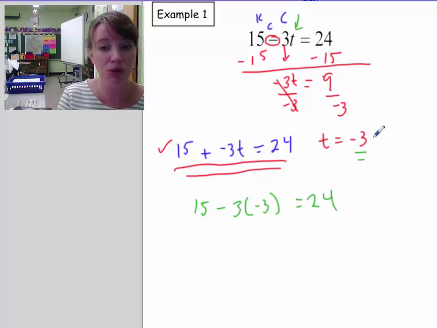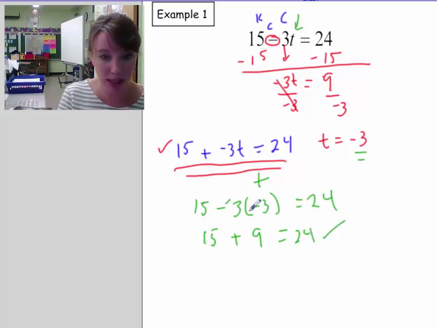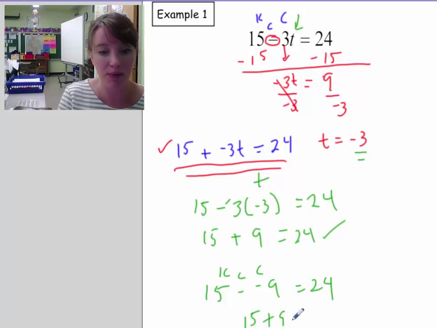So really what you did when you solved it is you said that t is equal to the number negative 3, because if I put this back in for t, then I would get 15, and this ends up being plus 9 is 24. So that's correct. Now remember that behind the scenes here would be 15 minus, and 3 times negative 3 is negative 9 is equal to 24. But with keep change change, it would be 15 plus 9 is 24. Okay, so I've solved the equation.